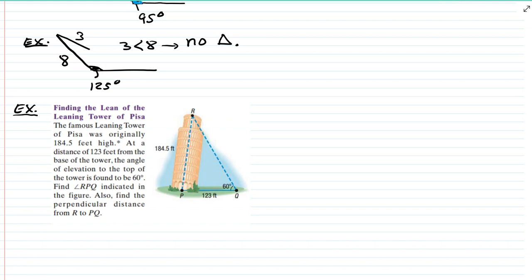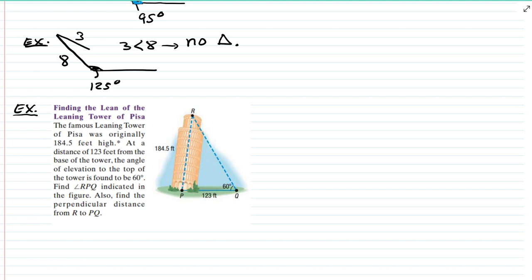Let's take a look at another application. So let me bring up this application next. In this example, we want to find the lean of the Leaning Tower of Pisa. The famous Leaning Tower of Pisa was originally 184.5 feet high. At a distance of 123 feet from the base of the tower, the angle of elevation to the top of the tower is 60 degrees.